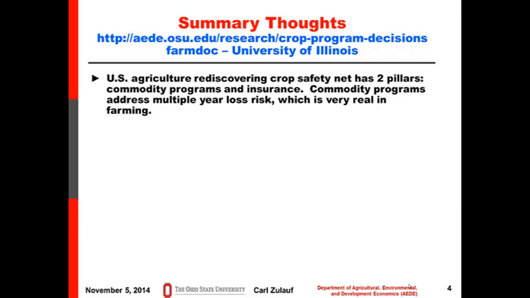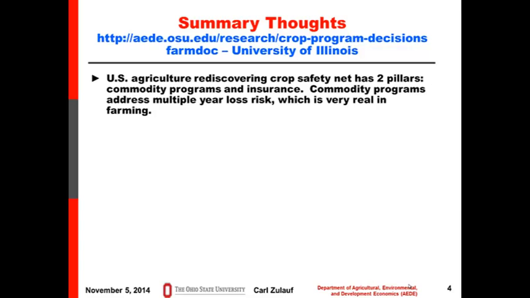The first is commodity programs. The second is insurance. Commodity programs address multiple year risk, and they are a very real risk in farming, as we're finding out this year. Multiple year declines in prices and yields do happen. An important point to remember here is that risk management programs are designed for a specific risk.